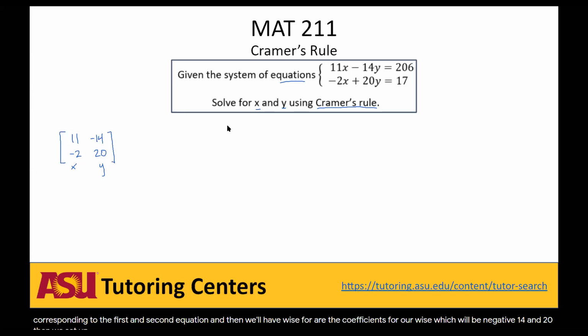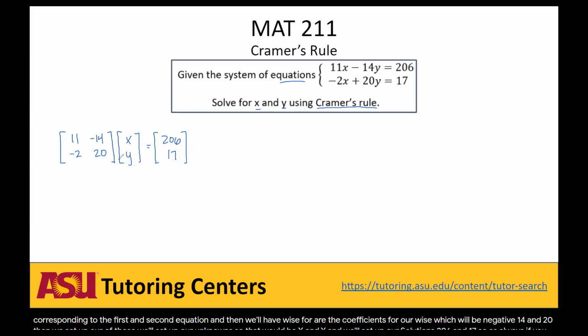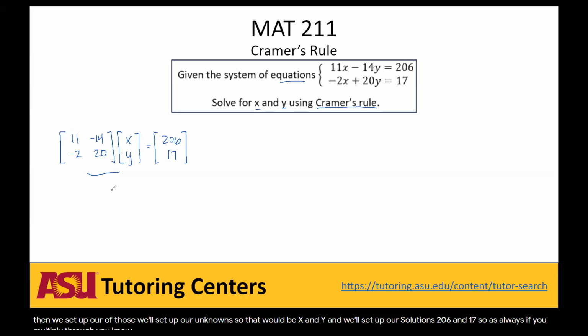Then we set up our unknowns, that would be x and y. And we'll set up our solutions, 206 and 17. As always, if you multiply through, you should get a matrix on this side that looks like this, with this for the first entry and this for the second entry.